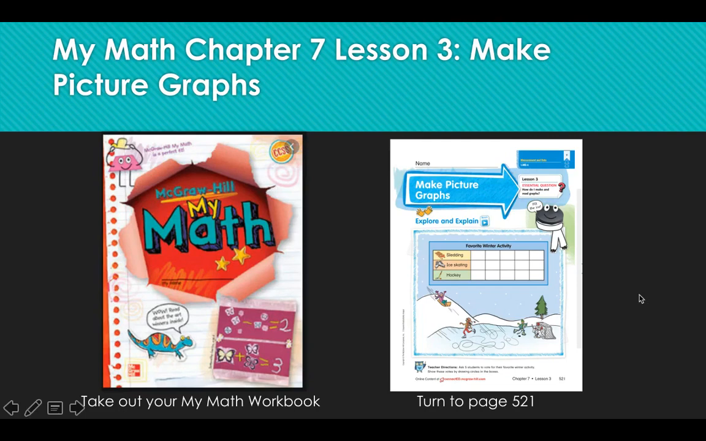Take out your My Math workbook and turn to page 521. This is the page that you should see.